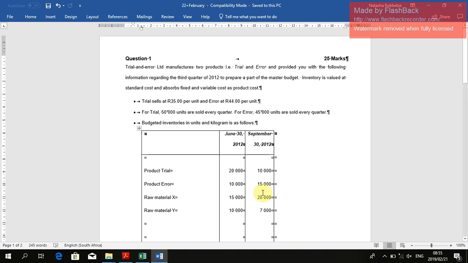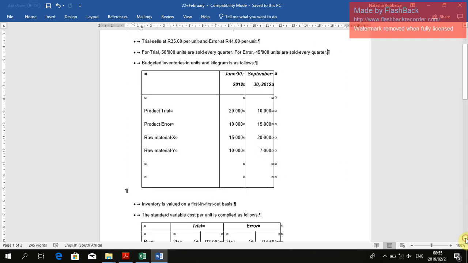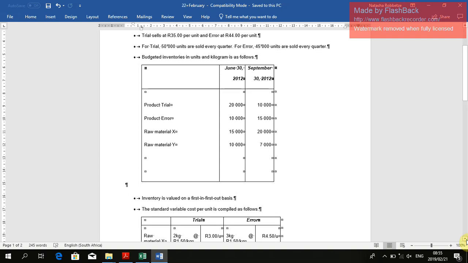Then they have given you budgeted inventories, so you will find that we have an opening date and a closing date. At the opening date for product Trial, there were 20,000 units. At the end of the quarter, there were 10,000 units. For product Error, there were 10,000 units at the beginning, 15,000 units at the end. Then there's also material X and material Y, and this should be given in kilograms, please note. At the beginning, there were 15,000 kilograms of X, and at the end, 20,000 kilograms. Material Y, 10,000 kilograms, and at the end of the quarter, 7,000 kilograms.